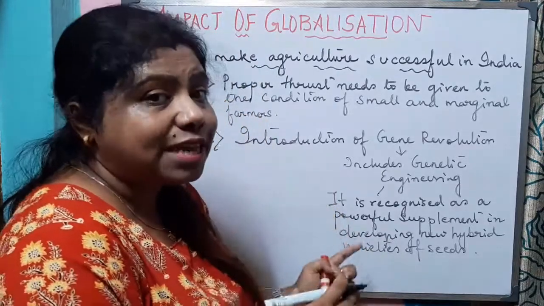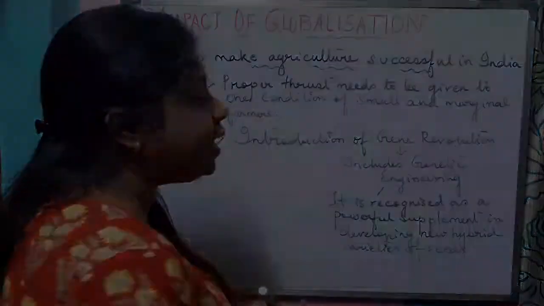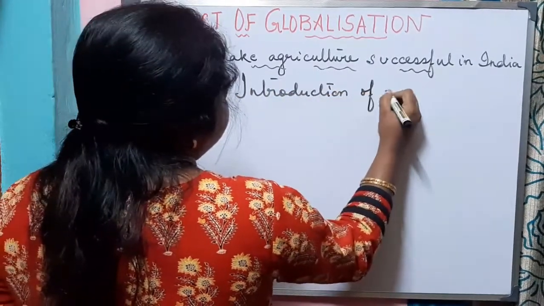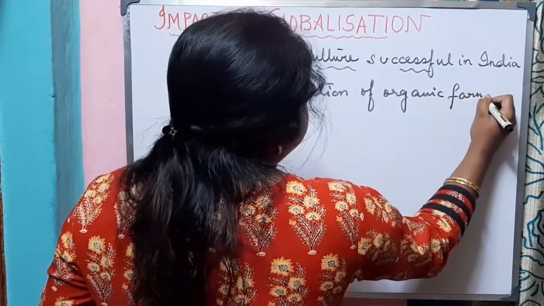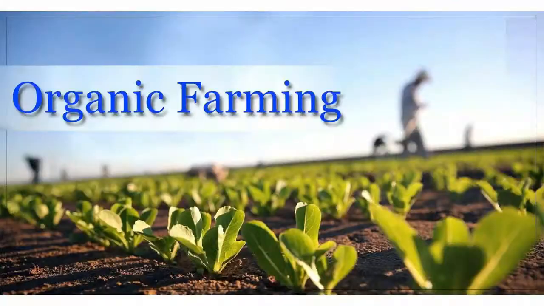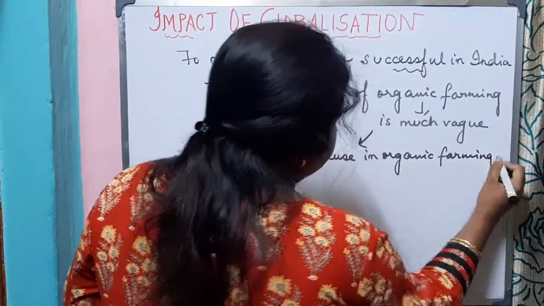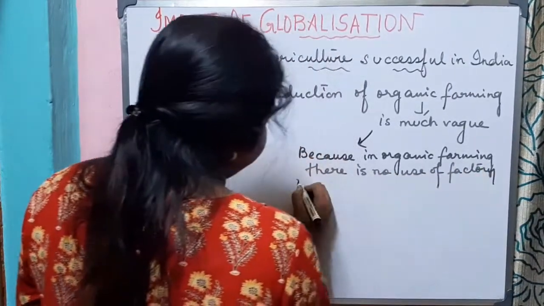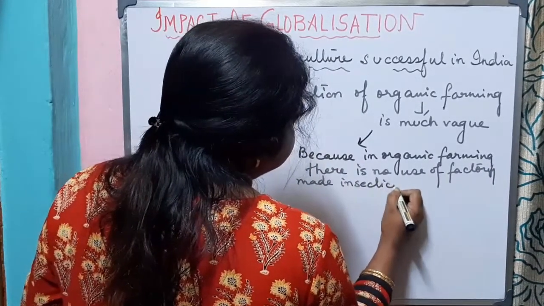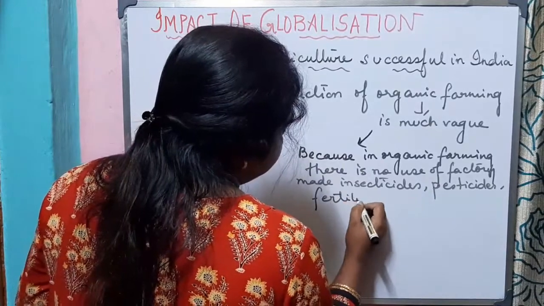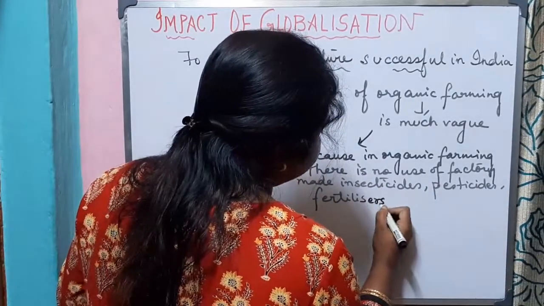Now, let us see what are the other steps that can be taken to make agriculture successful in India. Number 3, introduction of organic farming. Today, organic farming is much in vogue because in organic farming, there is no use of factory-made insecticides, pesticides, fertilizers. They are all natural manures that are used in organic farming.